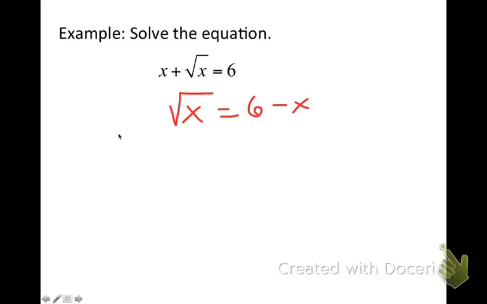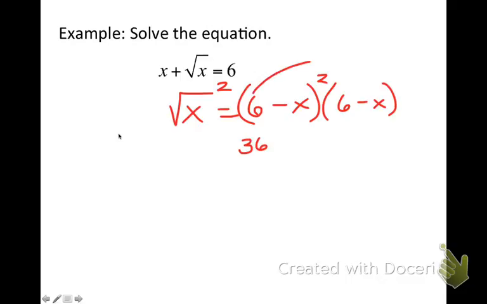Now my square root sign is all by itself. So we're going to go ahead and square. And we're going to square this whole entire thing as one unit. Because that means I need to rewrite it twice. And do some multiplication. So 6 times 6 gets us to 36. 6 times negative x, negative 6x. Negative x times 6 is negative 6x. Negative x times negative x is positive x squared.